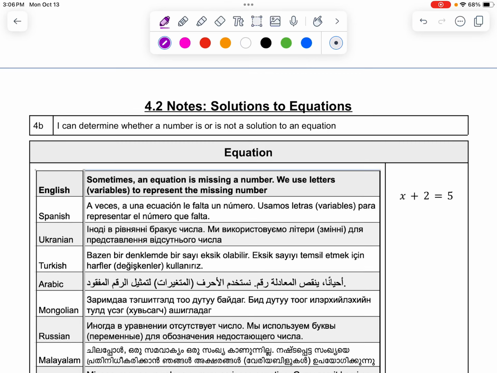Hi everybody! In this video, I'm going to be going over the notes for lesson 4.2. This lesson is about solutions to equations.